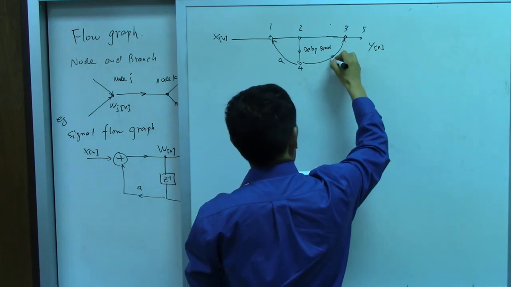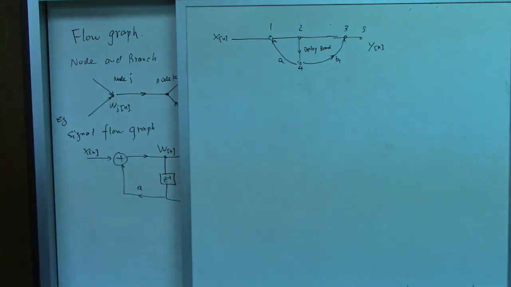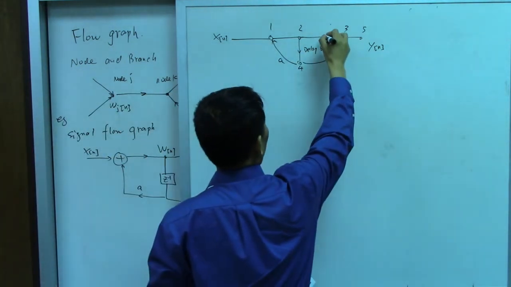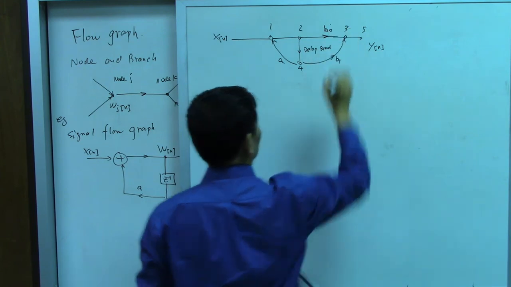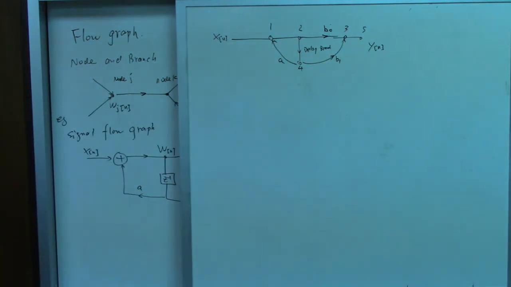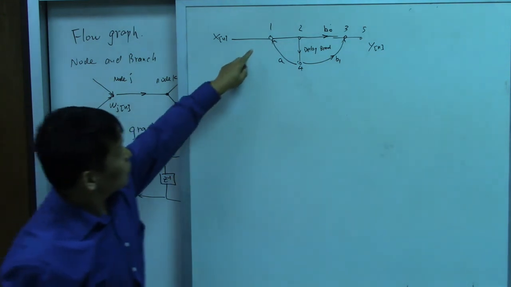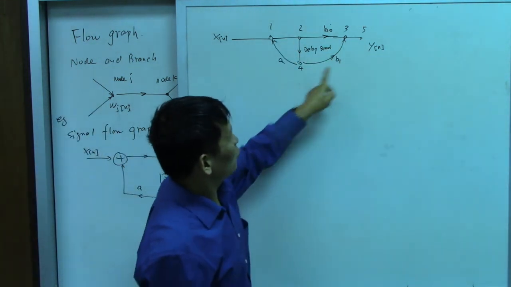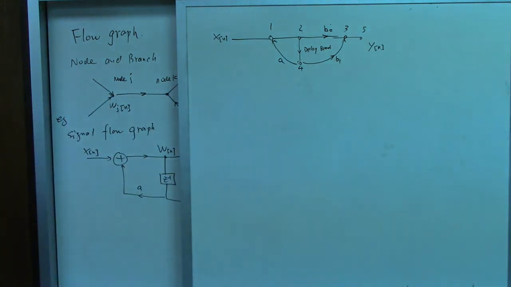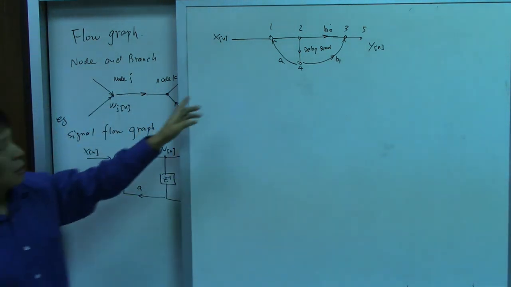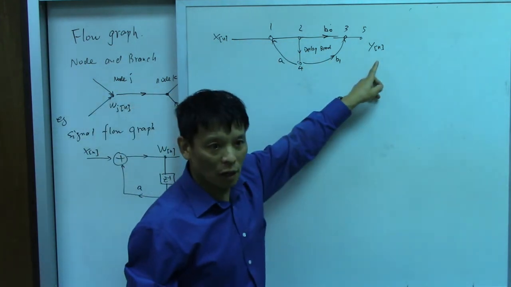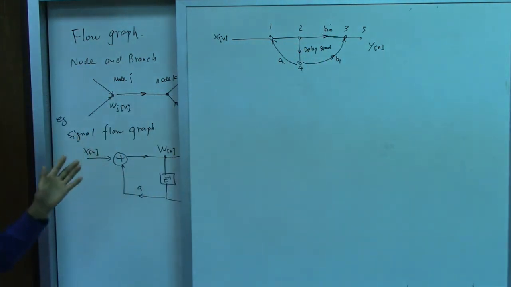This one is multiplied by constant B1. And from node 2 to node 3, there's a coefficient B sub 0. And from 3 to 5, that is 1, because that is connected directly. And this is W1, this is W2, W3, W4, W5. And we are going to write out the relationship between the input and the output from this signal flow graph.